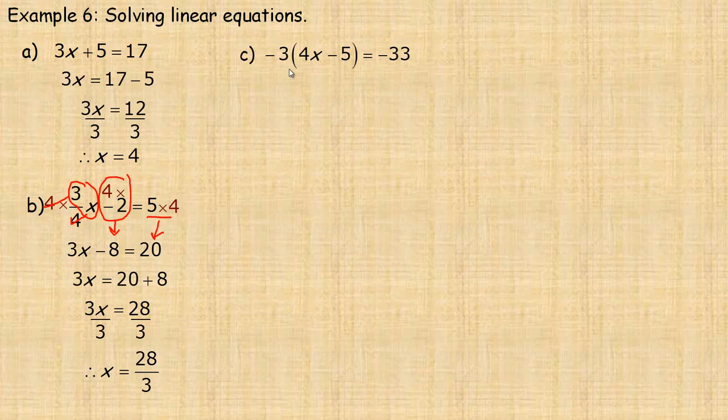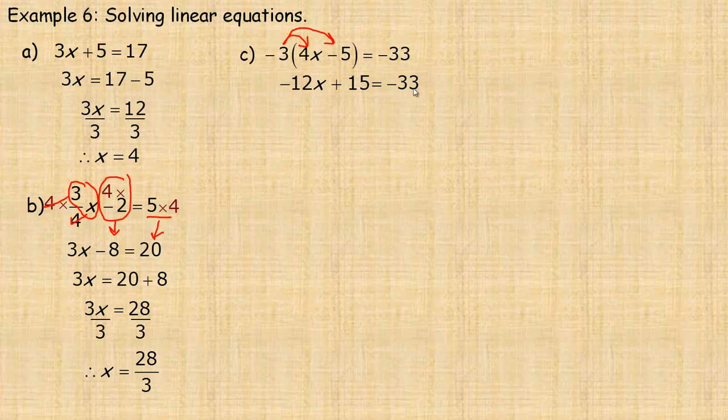For c here, there are 2 ways to solve this. I'm going to show you 2 ways here. So the -3, we could distribute the -3 into the brackets. So I could multiply the -3 in here like this. And so -3 times 4x is -12x. And -3 times the -5 is plus 15. Equals -33. Remember, that bracket tells you to stop multiplying by -3. You do not multiply the -3 by the -33 over here.